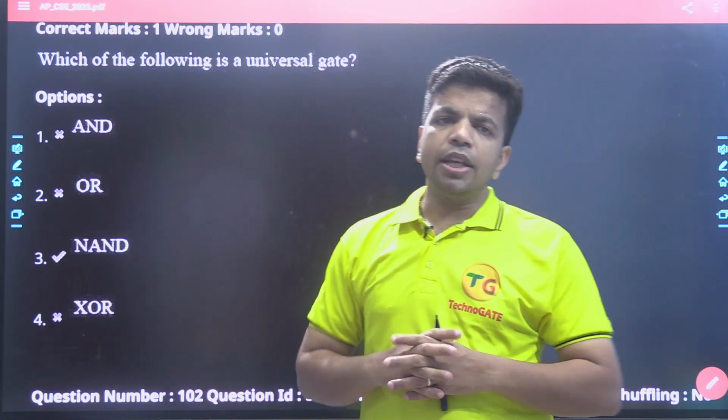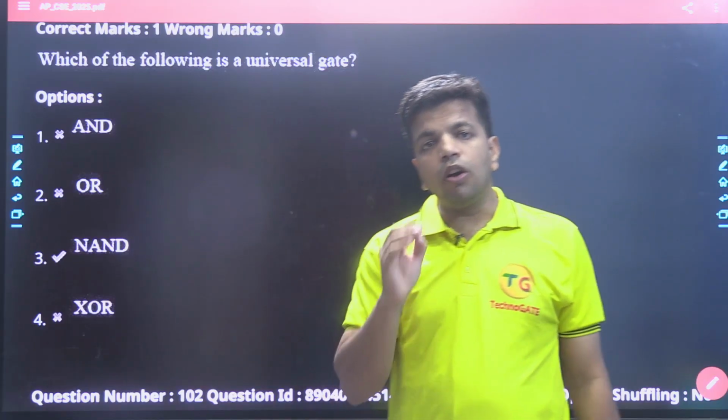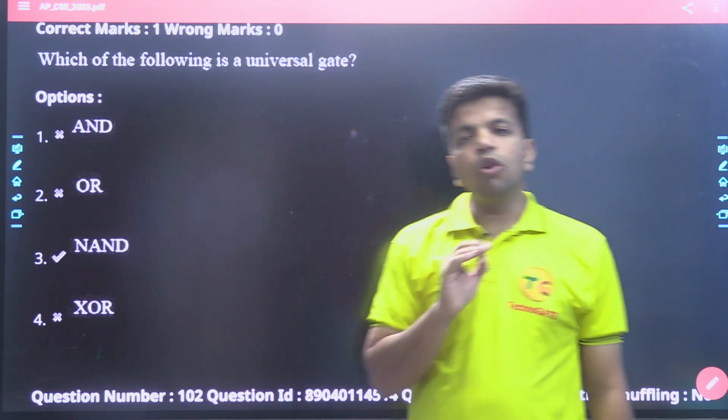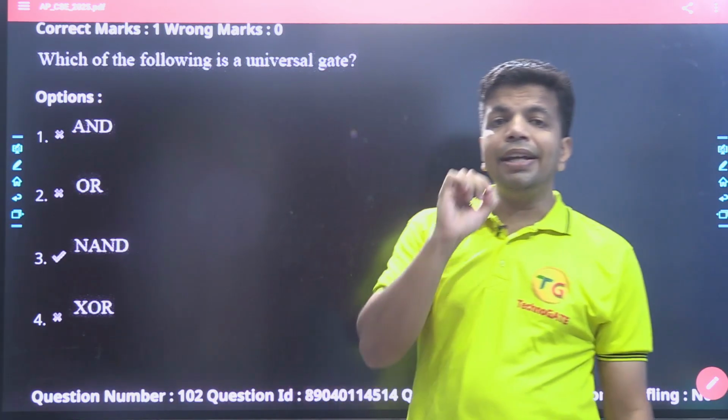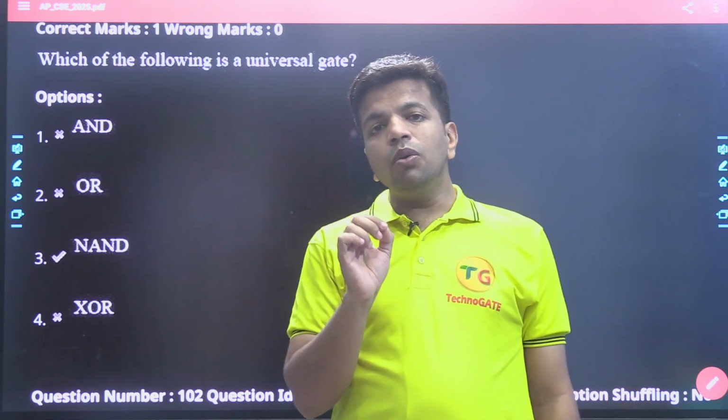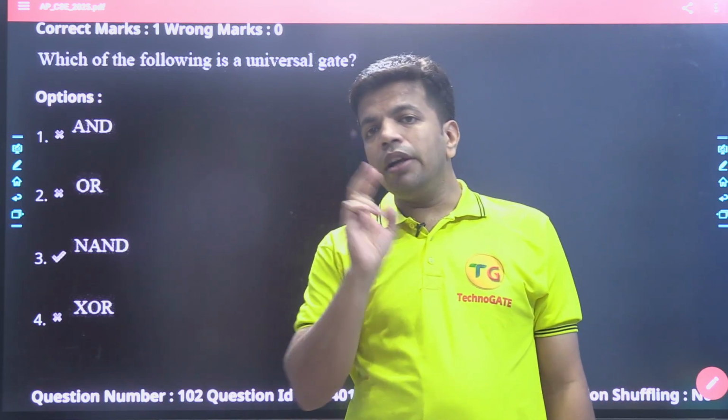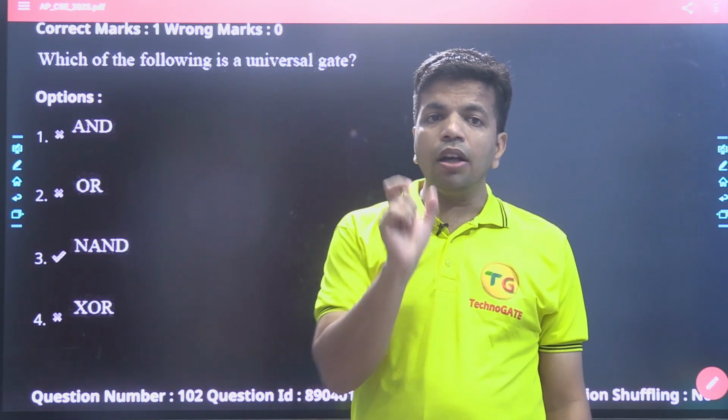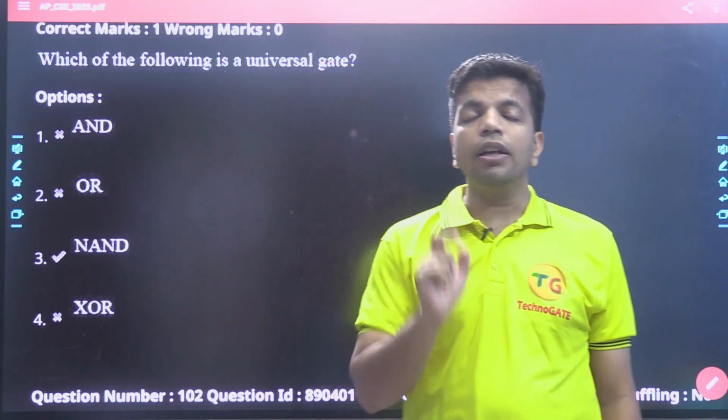Okay, so as you can see, the first question is, which of the following is a universal gate? So there are 4 options and they're asking you which gate is the universal gate. As we know, there are 2 gates that are called universal gates. The first gate is what? It is a NAND gate, and the second gate is what? It is a NOR gate.